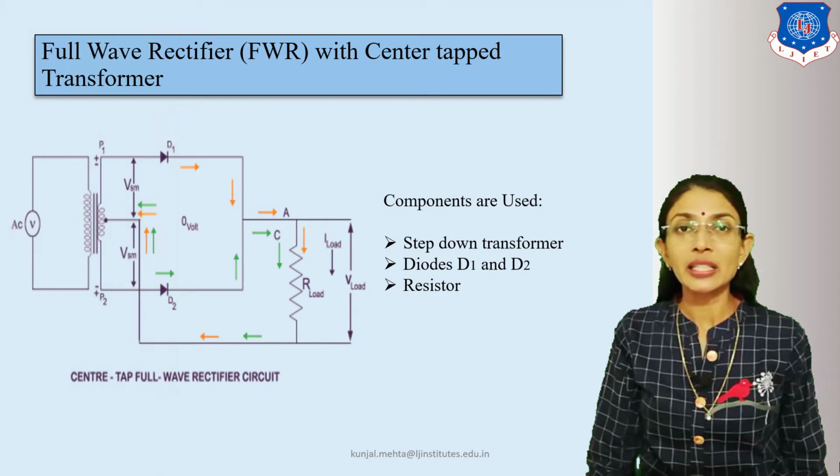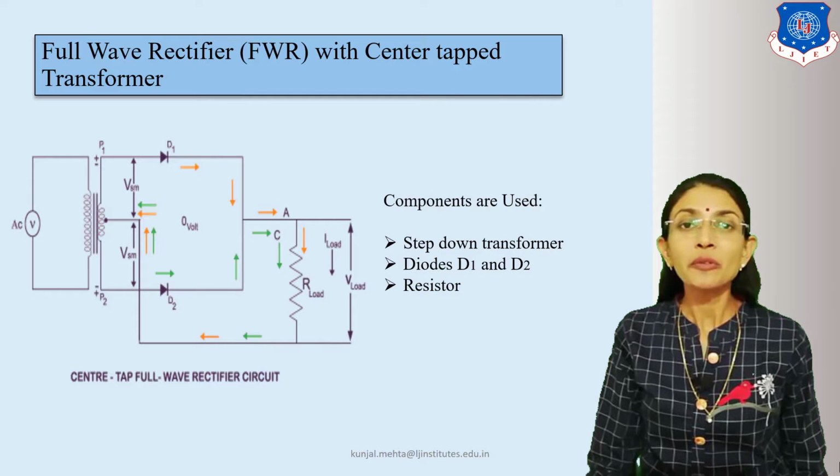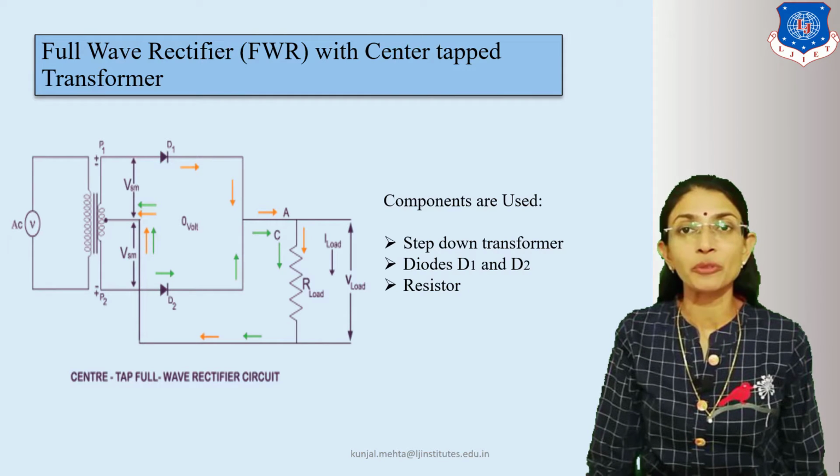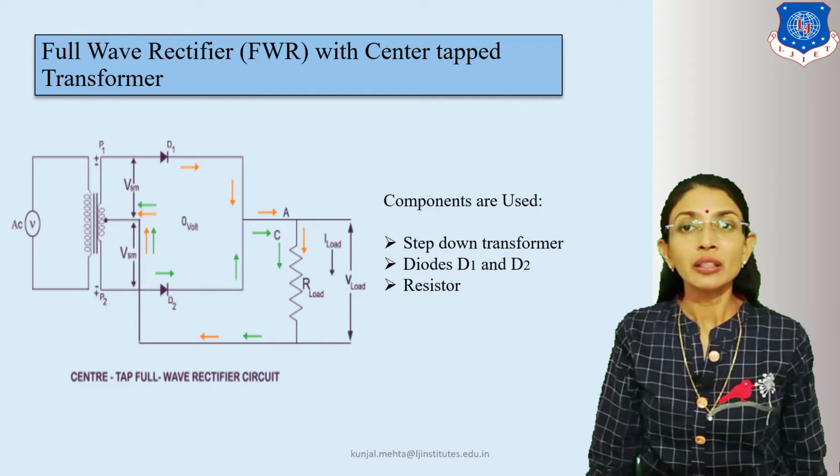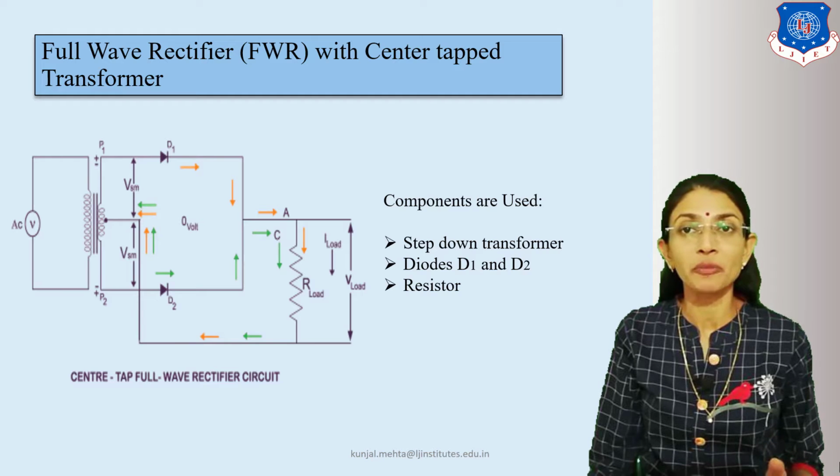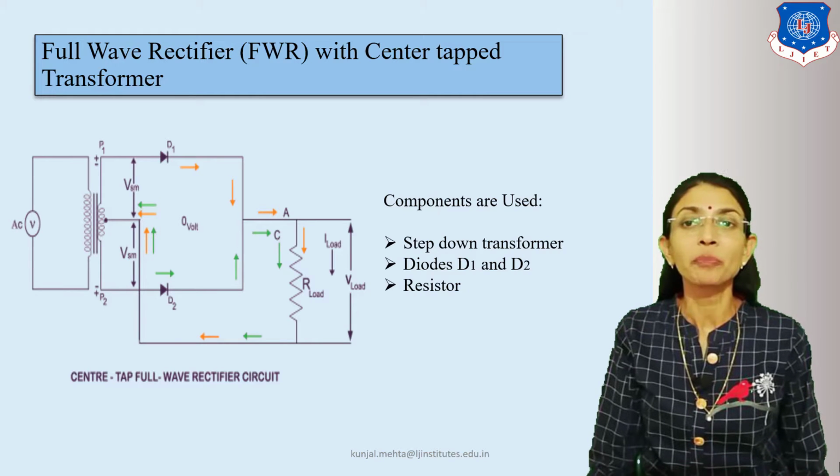Now look at this. This is the full wave rectifier with center tapped transformer. I have used the polarities and concept of the center tap transformer using two diodes here. We require two diodes D1 and D2. According to the circuit, look at this. This is the circuit of the full wave rectifier with center tap transformer.